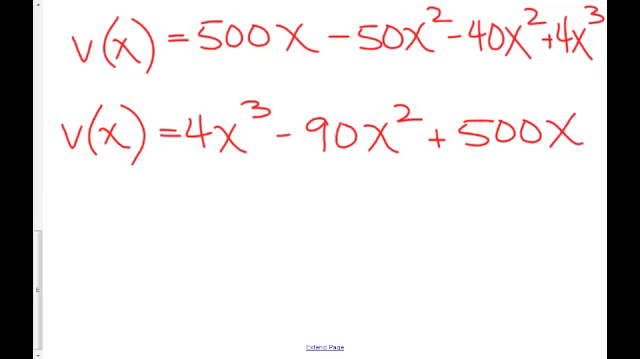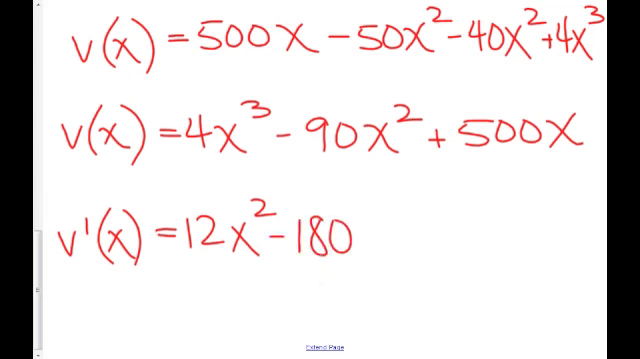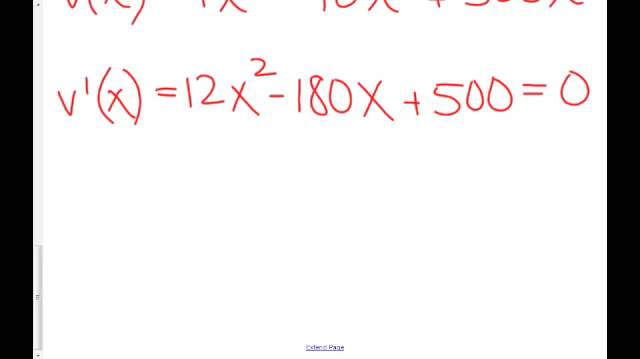Now, in order to find the critical points of this and therefore possibly find the extrema, it is necessary to take the derivative and set it equal to 0. V prime of x is equal to 12x squared minus 180x plus 500. This always exists, so there's nowhere where the derivative does not exist, so we'll set it equal to 0 to see where we have horizontal tangent lines.